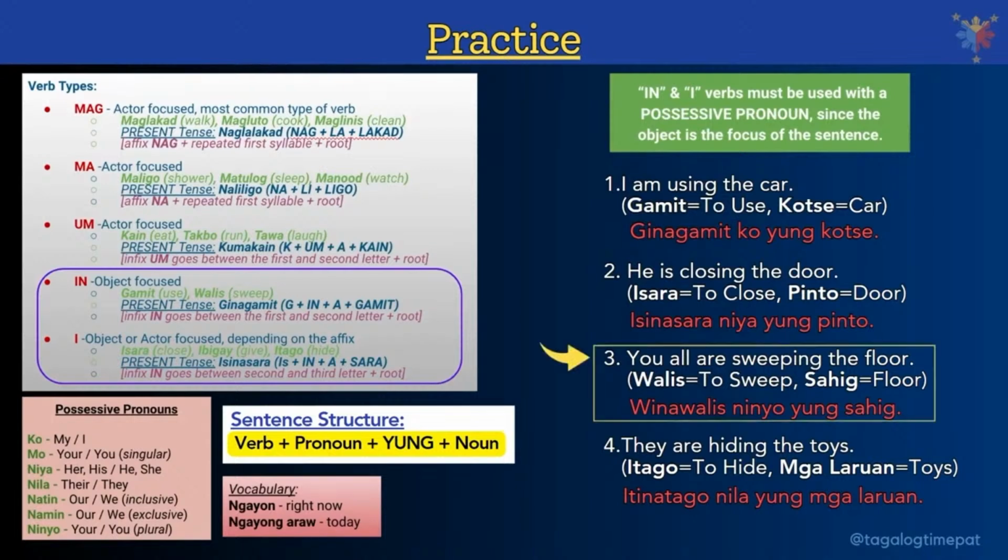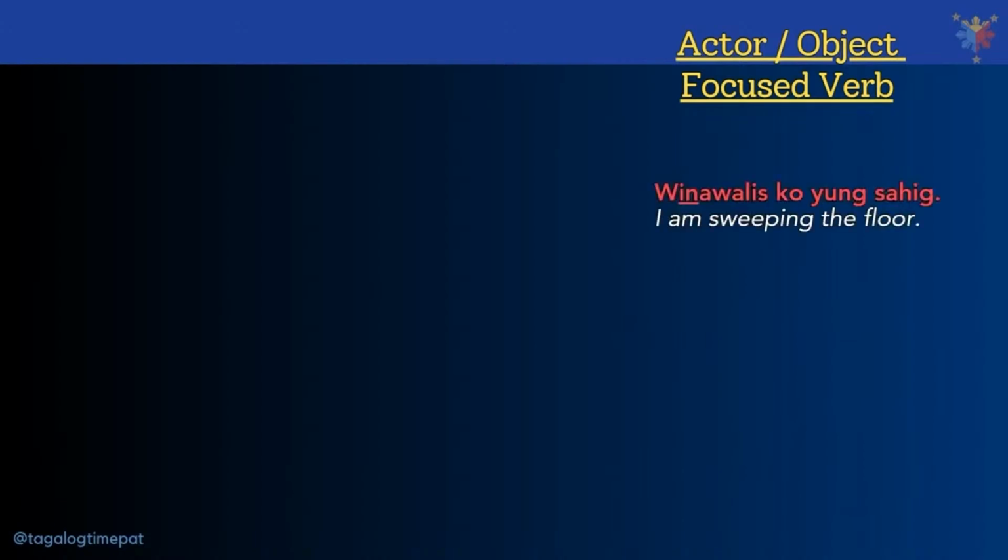Alrighty, so let's take a look at this verb walis. This is another example of where it can be an actor or object-focused verb. We learned, winawalis ko yung sahig. I am sweeping the floor. That's an in verb. The focus is on the object, sahig. What are you sweeping? I'm sweeping the floor.